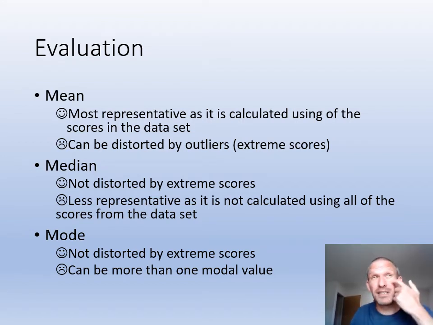The mode doesn't crop up as often, should be obvious when you need to use the mode. It's not affected by the extreme scores, but the downside of this one is you can end up with more than one value. So if people are voting for different things, you might have 3 things that had 6 people vote for them, so you end up with 3 scores. So that's the downside. If in that situation, it's not much use.